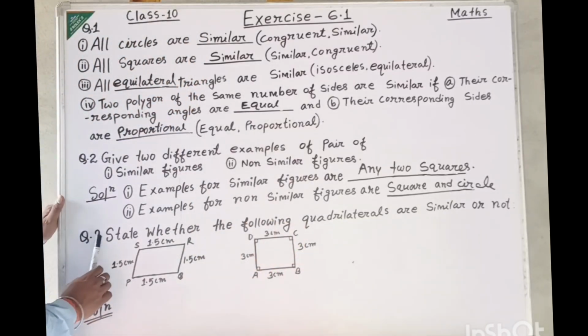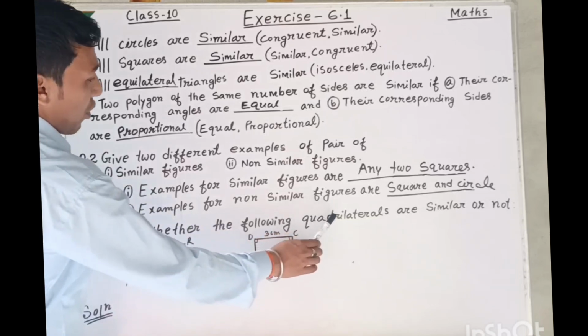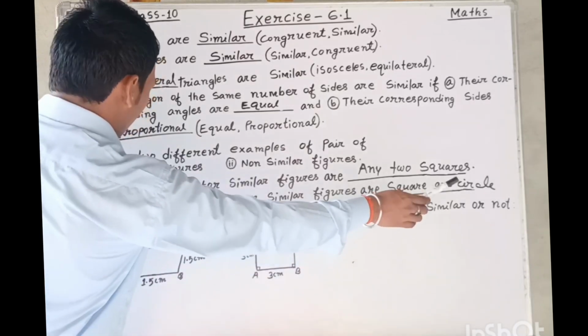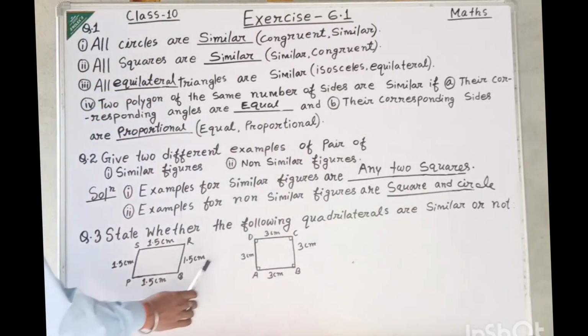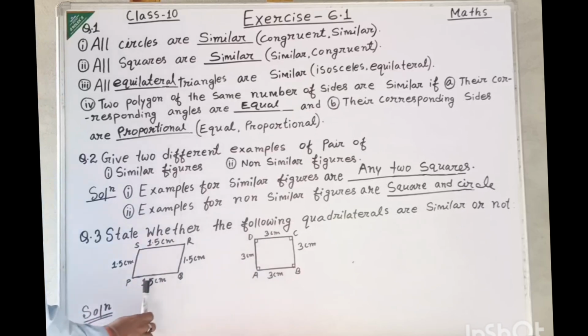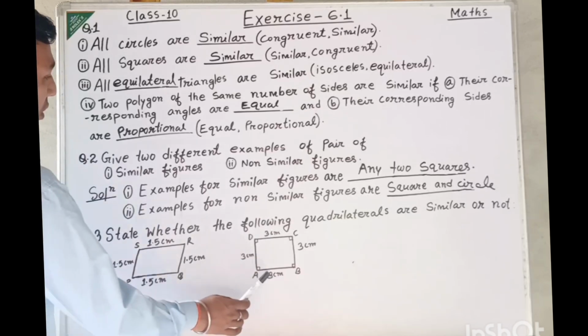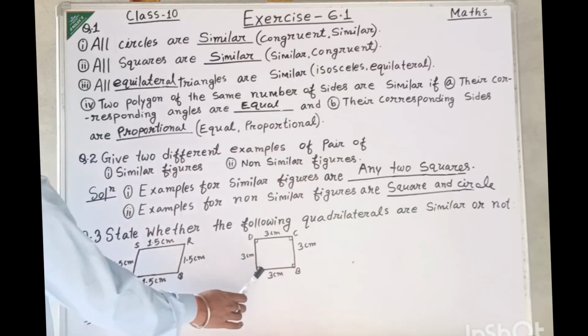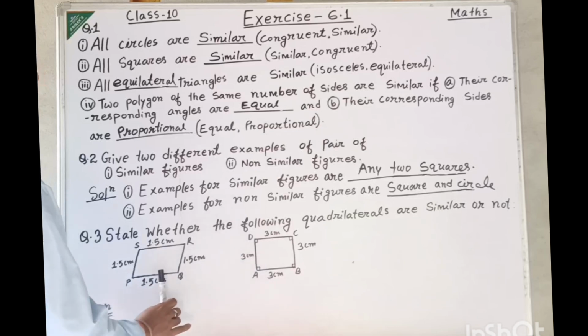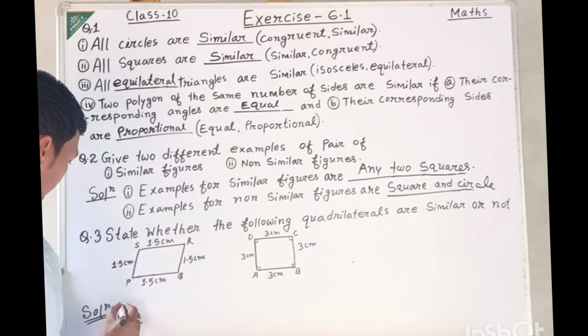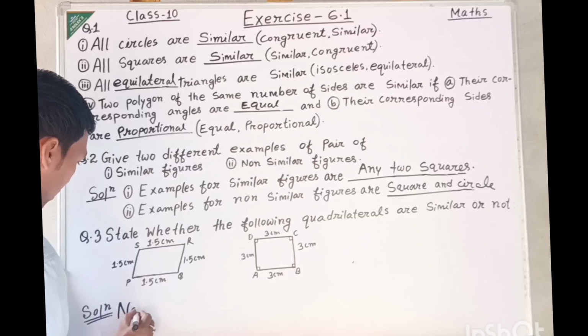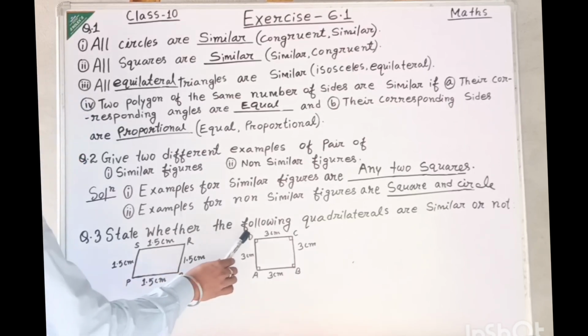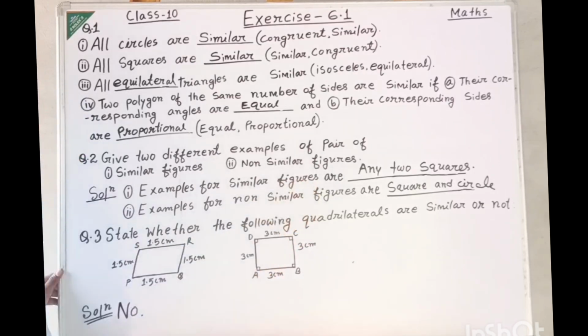In question number 3, we have state whether the following quadrilaterals are similar or not. This is one quadrilateral and this is another quadrilateral. Now we have to check whether these two are similar or not. As we have seen here, this looks not the same, means these two are not similar with each other. So the answer will be no. The following quadrilaterals are not similar. Now we'll do question number 4.